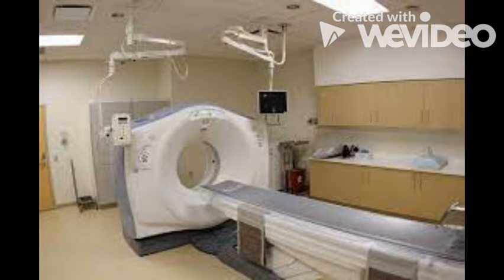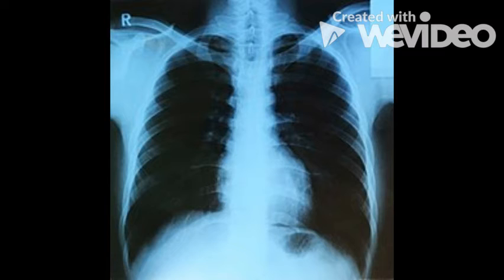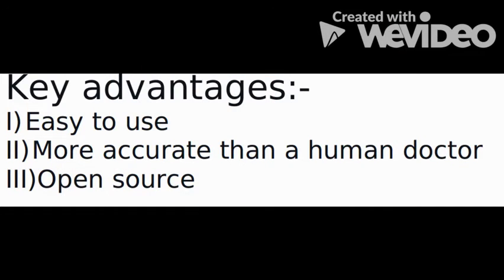It contains two models. One for predicting diseases by using CT scan, which was trained on 10,000 images and has an accuracy of 99%. Another one for predicting diseases by using X-ray, which was trained on 5,000 images and has an accuracy of 96%. Some of the key advantages of using it are: it is easy to use, more accurate than a human doctor, and it is open source.